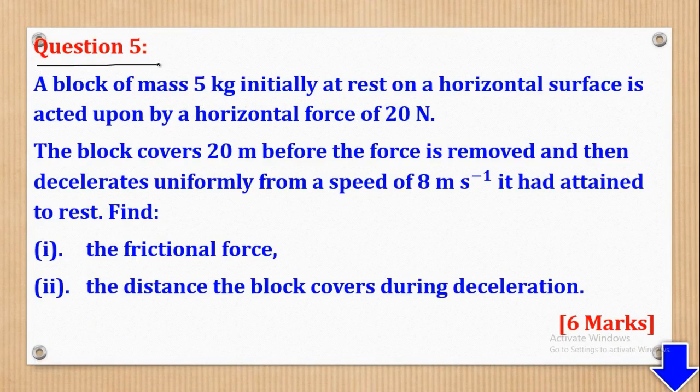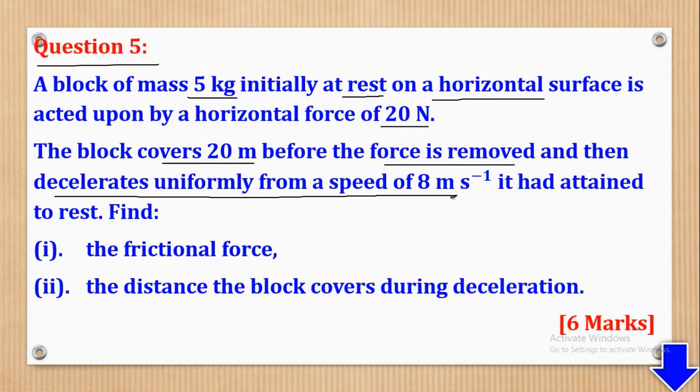Now we shall go to question 5, which says that a block of mass 5 kilograms initially at rest on a horizontal surface is acted upon by a horizontal force of 20 newtons. The block covers 20 meters before the force is removed, and then decelerates uniformly from a speed of 8 meters per second it had attained to rest. Find part A, Roman 1, the frictional force, and Roman 2, the distance the block covers during deceleration.